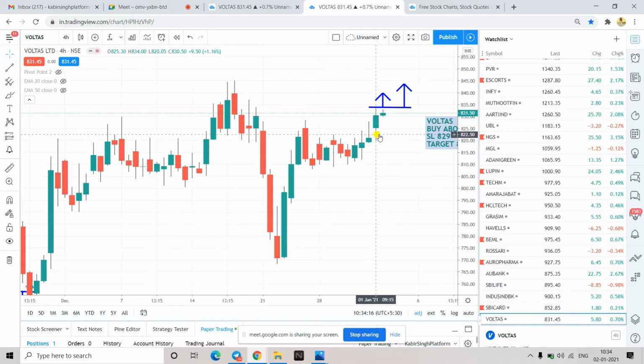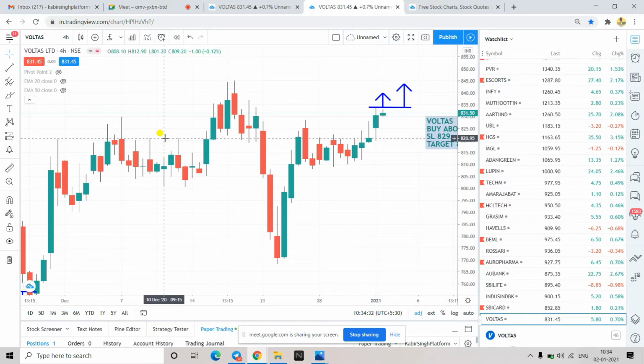Which candle? Halt candle. I think you missed it. Just see the recording, okay, if you were not there in the last session. So this is a halt candle pattern over here.